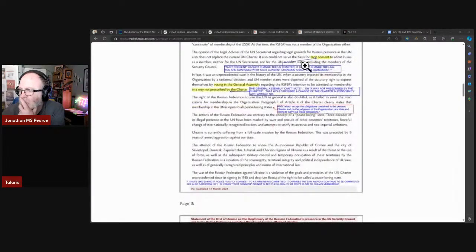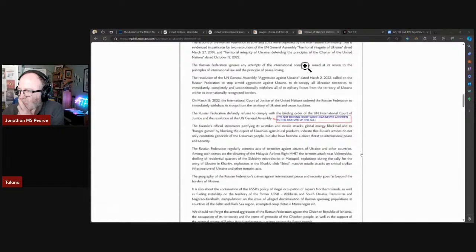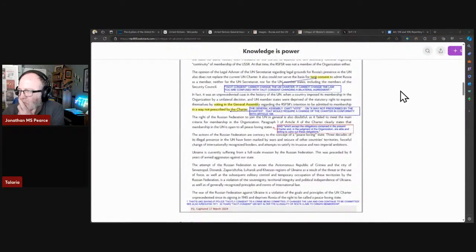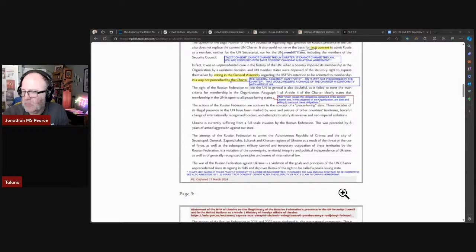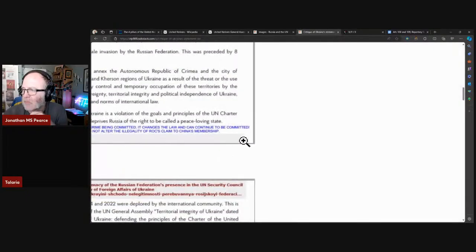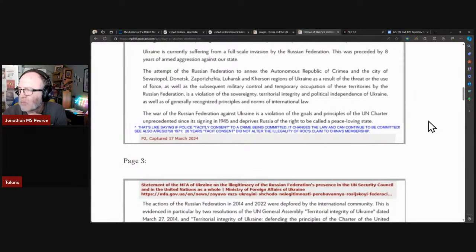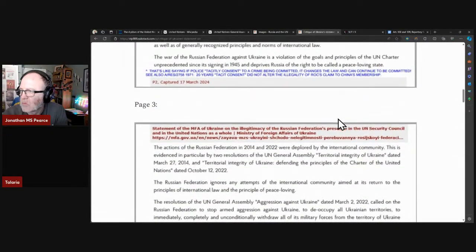Now, number one, you can't change the law. That's like saying, if police tacitly consent to a crime being committed, it changes the law so it's not a crime anymore and people can do the crime. So if the police turn a blind eye to somebody robbing and mugging people in the neighbourhood, then that person can say, oh, it's not illegal anymore, I can keep doing it. No, it doesn't work. That's the principal point. You cannot change the law. No amount of lying can change the United Nations Charter.